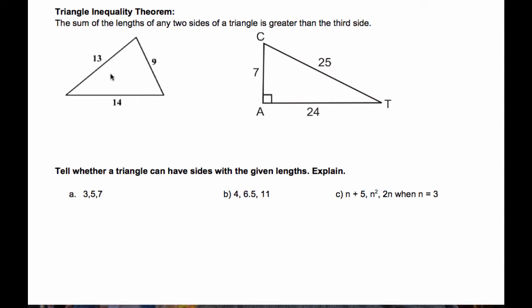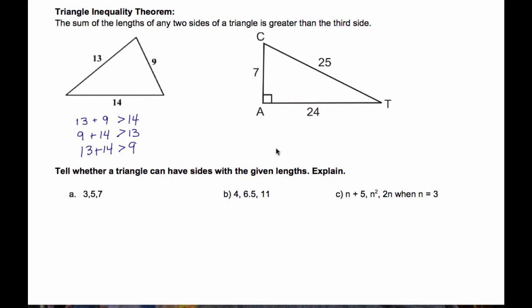What does that mean? It means if I'm looking at all three sides together, then 13 plus 9 is bigger than 14. So 22 is bigger than 14. These two together are bigger than 14. The other part is also true: 9 plus 14 would be bigger than 13. So 23 is bigger than 13, and also 13 plus 14 is bigger than 9. Any two are bigger than the third one.